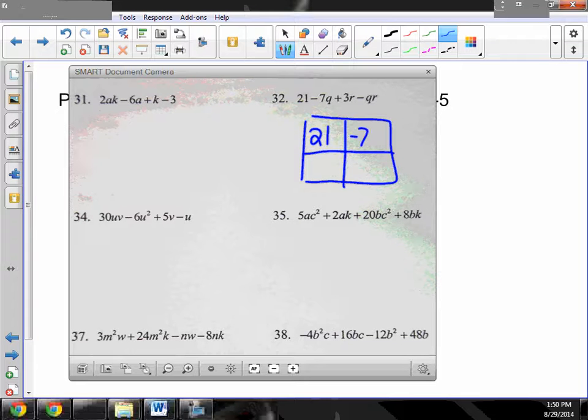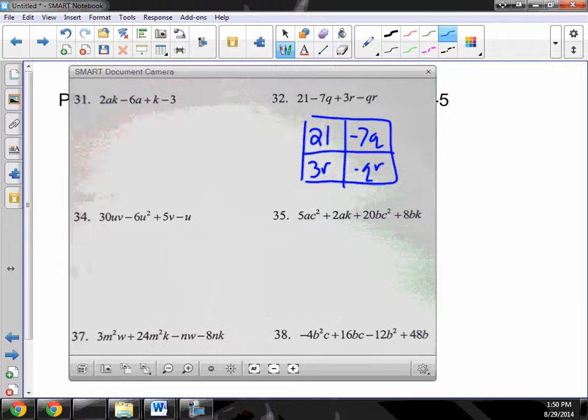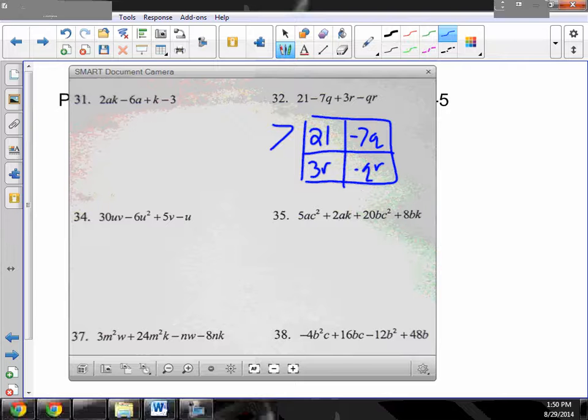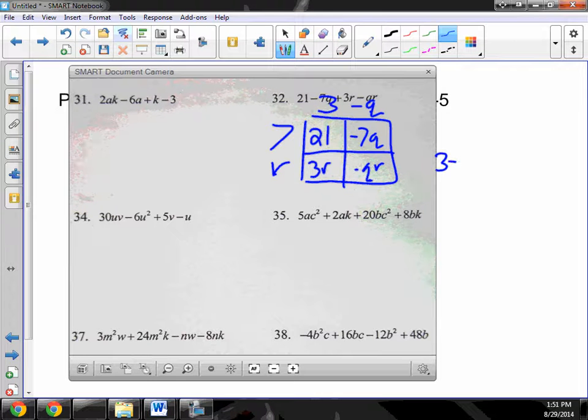21, negative 7Q, 3R, and negative QR. What does the top row share? 7. If I pull out a 7 from 21, what's left? 3. If I pull a 7 out of negative 7Q, what's left? Negative 1Q, or just negative Q. If I take a 3 out of 3R, what's left? R. Is R times negative Q negative QR? Yeah, so it worked. So 3 minus Q is one factor, and 7 plus R is the other.